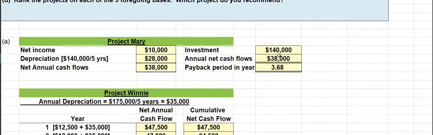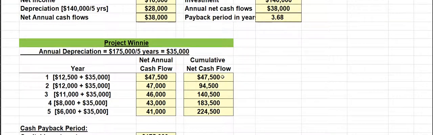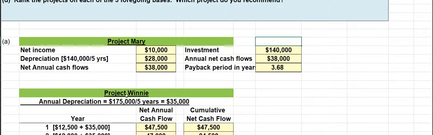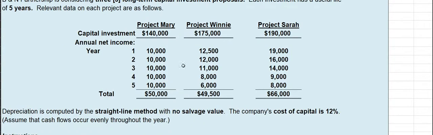Alternatively, you could keep adding 38,000 until you get to 140,000, which is the approach that we will use for projects where the annual cash flow is dissimilar. So let's move on to the second project, which is Project Winnie. This one requires an initial investment of $175,000, but notice in this case that the net income differs. It gets smaller each year.